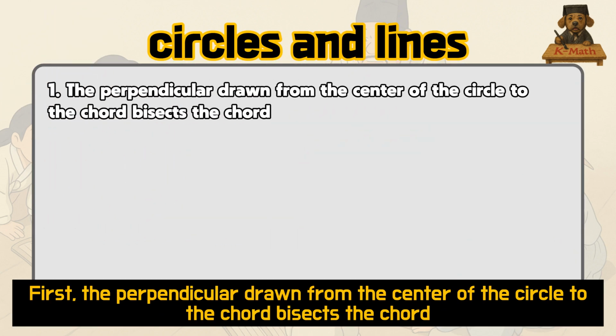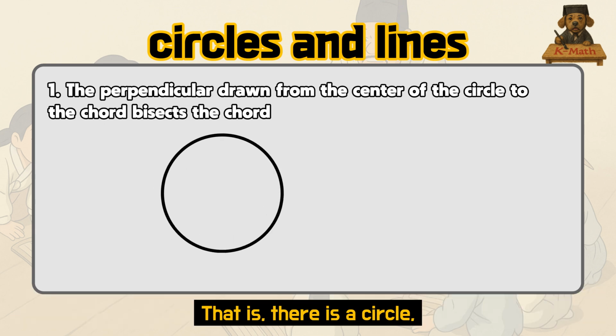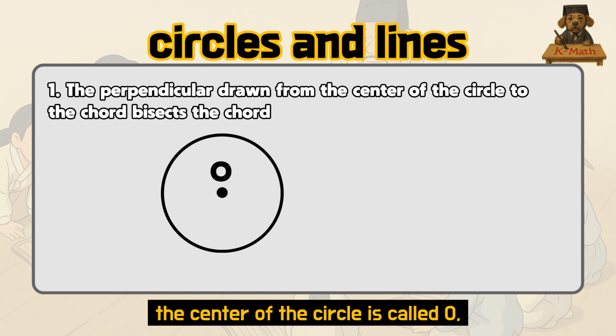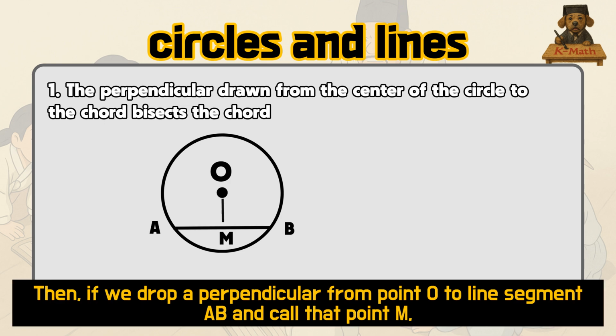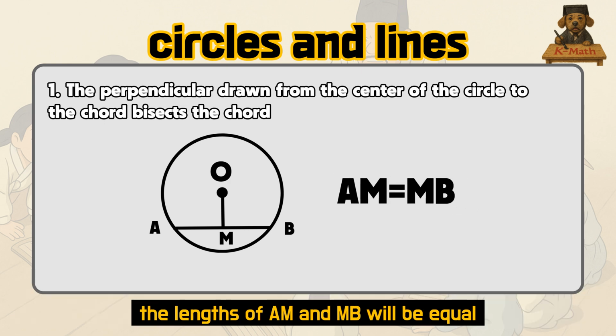This time, I'm going to learn about circles and lines. First, the perpendicular drawn from the center of the circle to the chord bisects the chord. That is, there is a circle. The center of the circle is called O, and the line segment AB is a chord. Then, if we drop a perpendicular from point O to line segment AB and call that point M, the lengths of AM and MB will be equal.